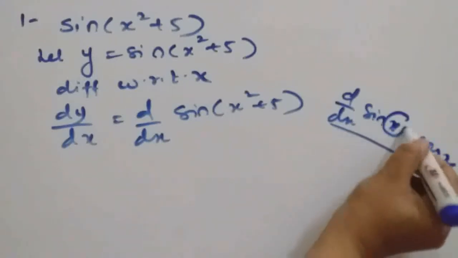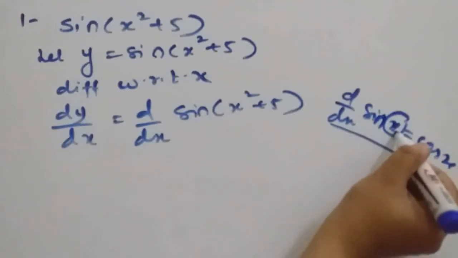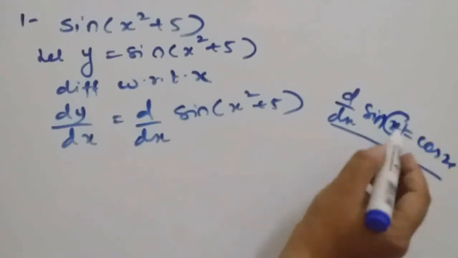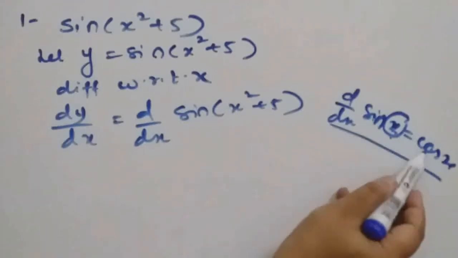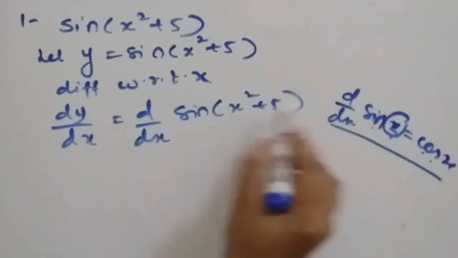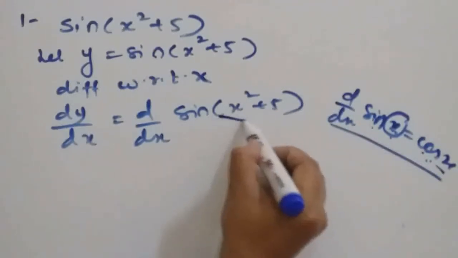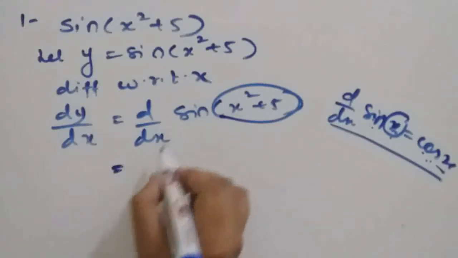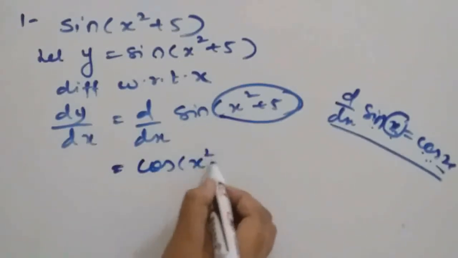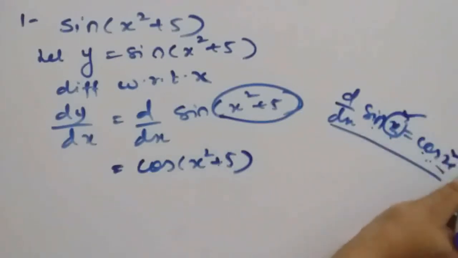Now, other than x, if any function comes, we can consider it as a composite function. So, for a composite function, what is the procedure? We will write the derivative as it is, meaning for sin x, the derivative will be cos of that angle only. So here, in place of x, what is the function? x² + 5. So the answer will be cos(x² + 5) only. If the angle is x, it's cos of the same angle.